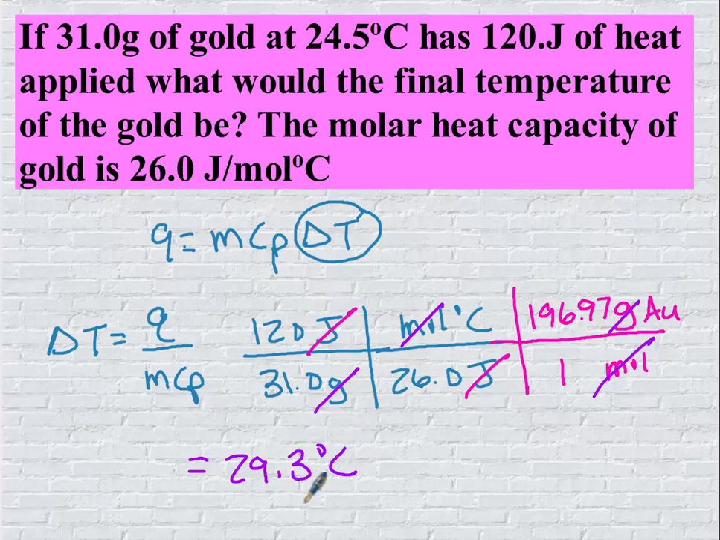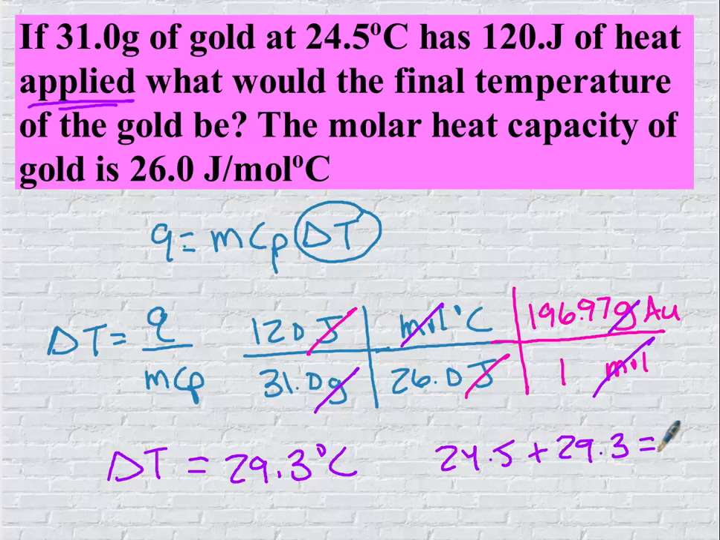But that's not my final answer, that's the change in temp. It says I have gold and I'm applying heat. So my temperature should be going up. So it should be 24.5 plus 29.3. My new temp should be 53.8 degrees Celsius.